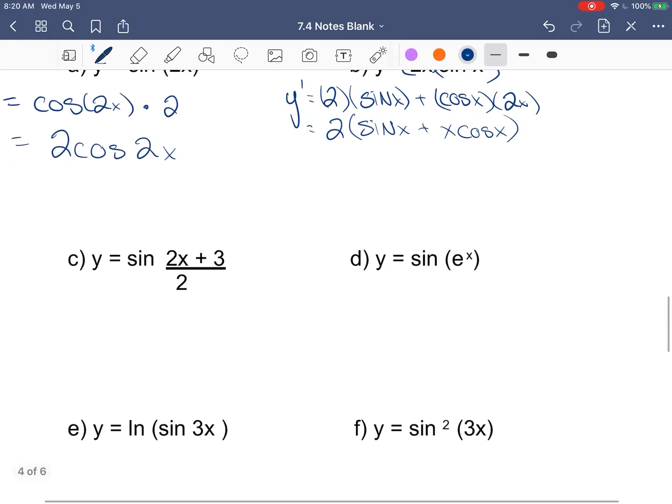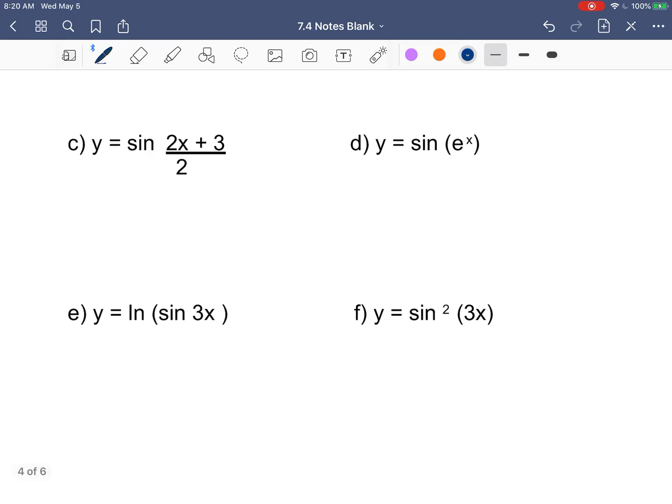I'm going to skip over C. We're going to go to D. So derivative of sine is cosine. So cosine of the stuff times the derivative of the stuff. Well, derivative of e to the x is e to the x. So simplified, we're going to have e to the x times cos of e to the x.